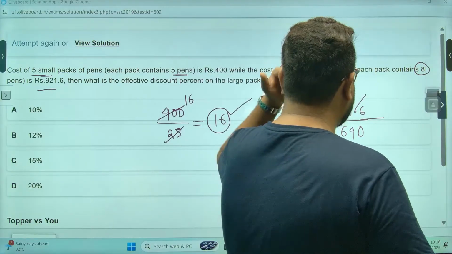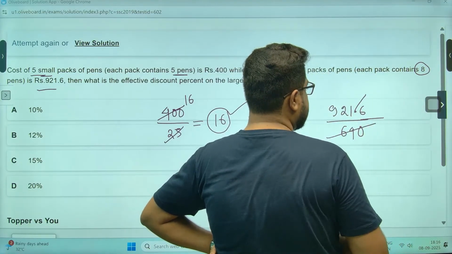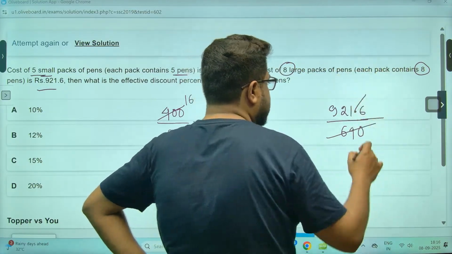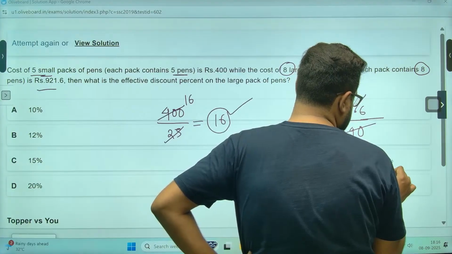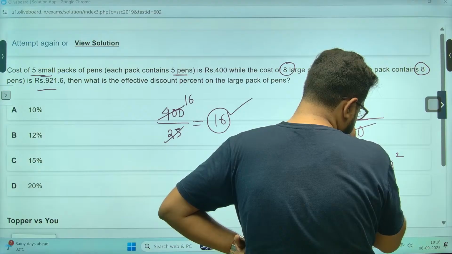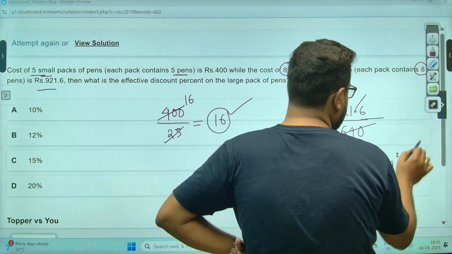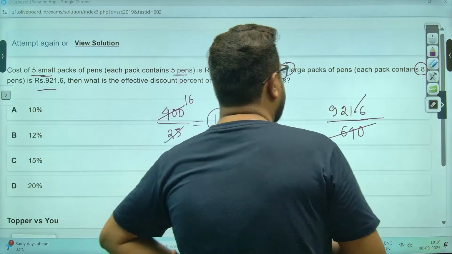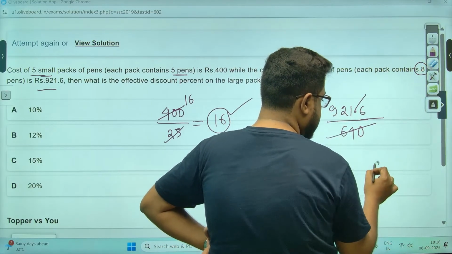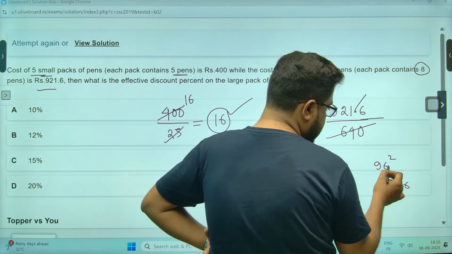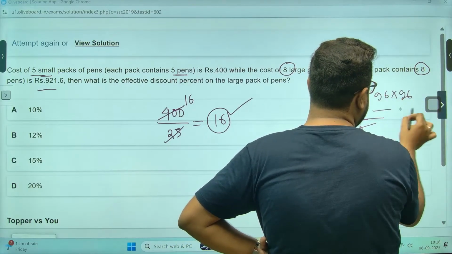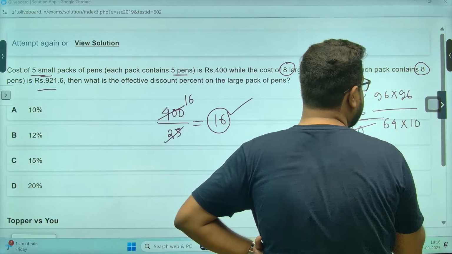9216 is a very familiar value. 64 square is 9216, right? 64 square is 9216. No, no. 9216 is 96 square. Yes sir, 96 square, sir. This is 96 into 96 by 64 into 10, let's do it like this.